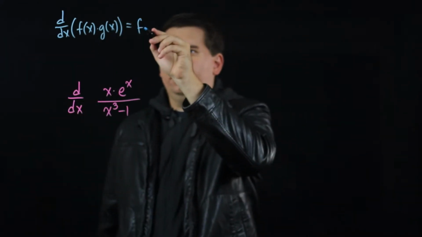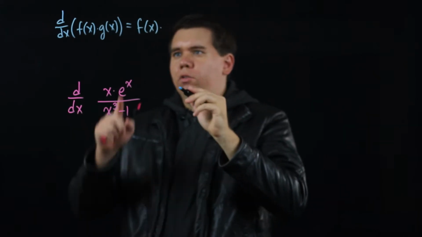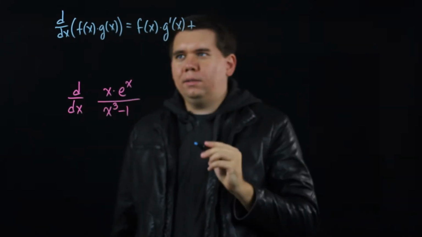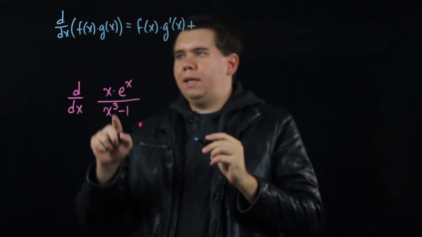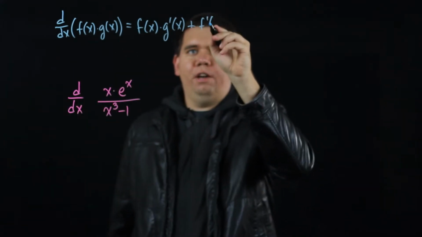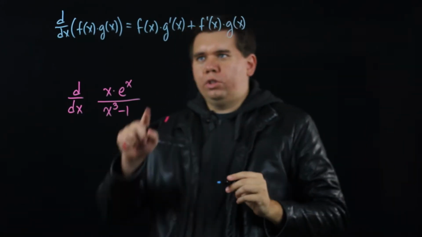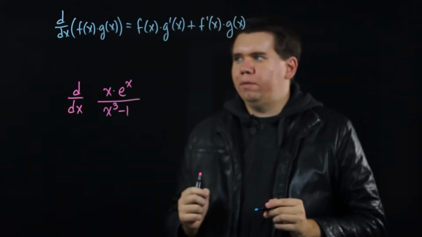hold the first, leave f the same, derive the second, take the derivative of g, plus, then you hold the second and you derive the first. So f prime of x times g of x. You're just alternating which one you're taking the derivative of.